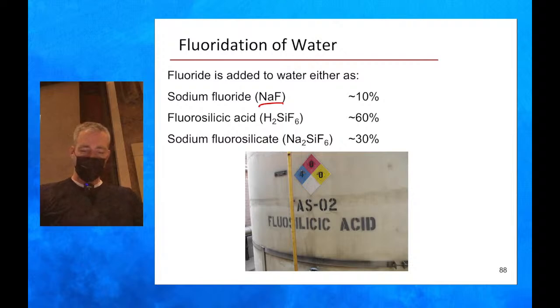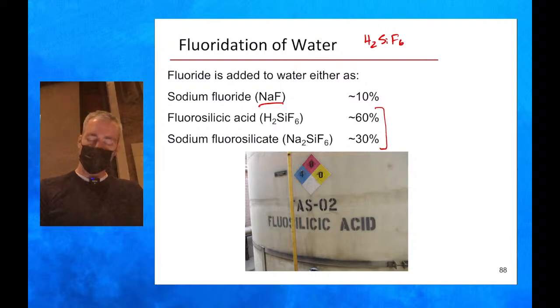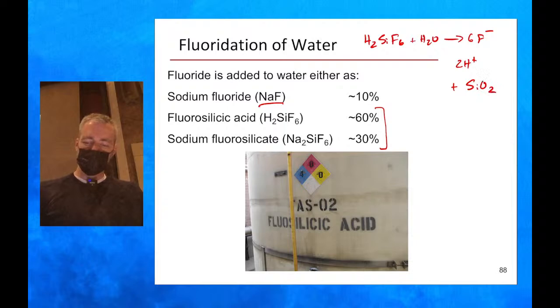There are cheaper alternatives, called sodium fluorosilicate, or the same compound where the sodiums are replaced with hydrogens. This is actually a byproduct from the fertilizer industry. When the industry makes fertilizer, they get this as a side product. And it turns out that compound, H2SiF6, will break down in water to make 6 F minus, 2 H plus, and SiO2. So I guess we actually probably need six of these, and we need two waters. And now we have a balanced equation.